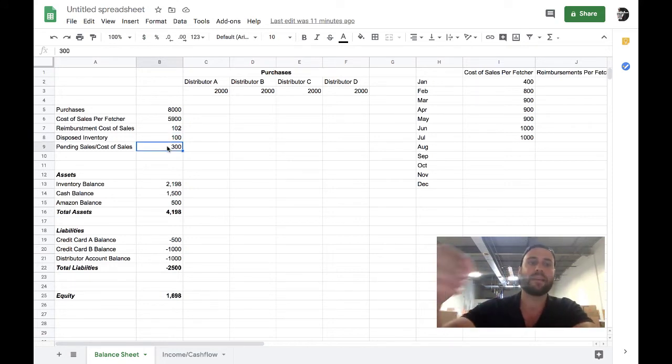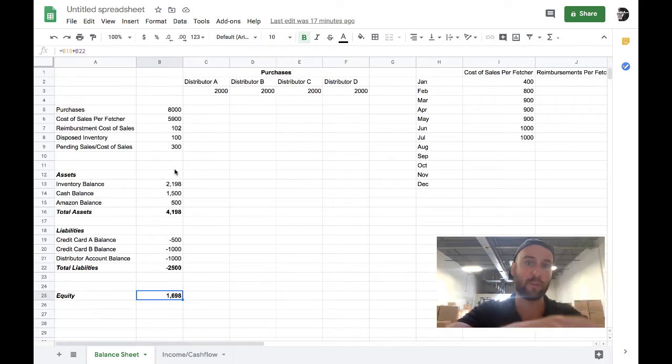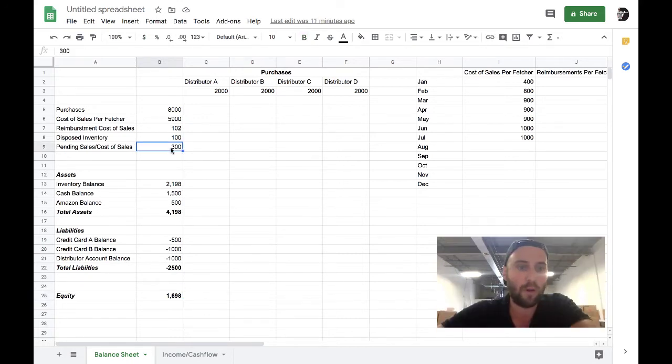So sales that are pending, we haven't received the cash from Amazon for yet, so we want to add this back to our inventory and not include it in the cost of sales for this analysis. So what we are doing here is we're going to take our purchases, subtract the cost of sales per Fetcher, subtract the reimbursement cost of sales, subtract the disposed inventory, and then add back the pending sales, or the cost of pending sales, right? And that total is going to be our inventory balance.